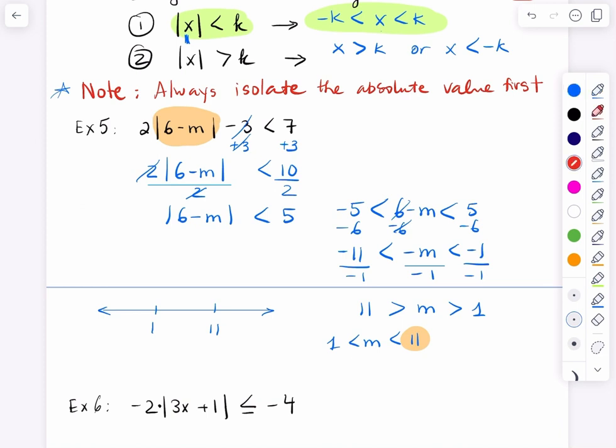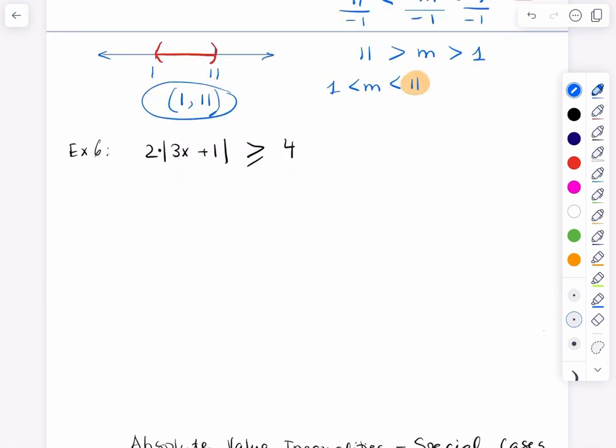M is being sandwiched between 1 and 11. That means we're going to take anything between 1 and 11 here, and we're going to use parentheses for 1 and 11. Now, writing an interval, that would be anything between 1 and 11 in parentheses.